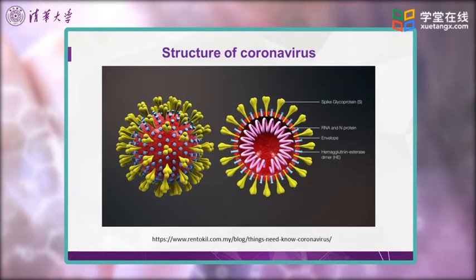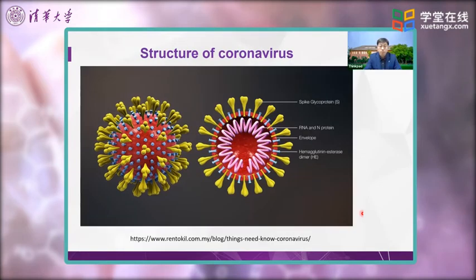Here we can see some more details about the structure of coronavirus. The surface of the virus particle is decorated with those yellow-colored proteins. They are called spike glycoprotein. And then here is the envelope of the virus. Inside the envelope are the RNA and M proteins.